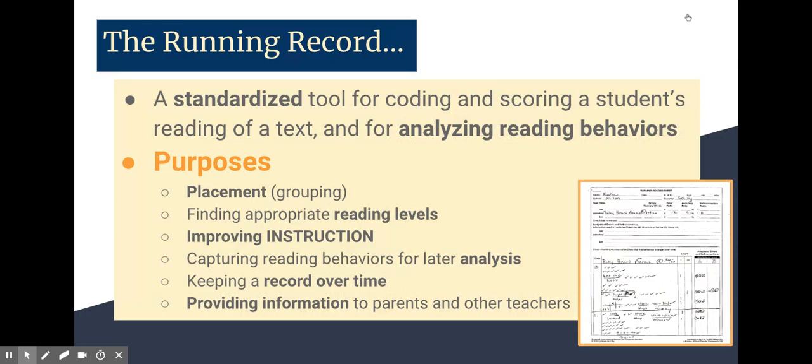So, what is a running record exactly? A running record is a standardized tool for coding and scoring a student's reading of a text and for analyzing reading behaviors after the fact. It's a way to capture a student's oral reading and the behaviors associated with that reading, from laughter during the text reading to pointing, to how fluently the student read, to what the student's eyes did, like looking at the pictures. You write as much down as you can.